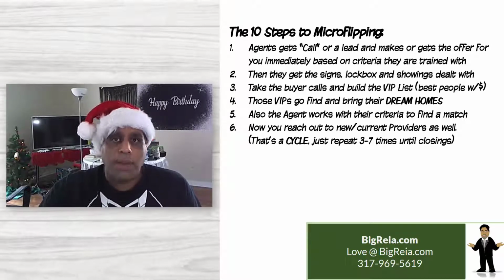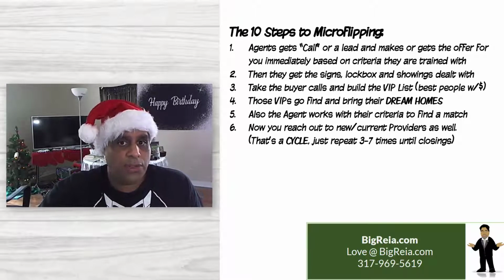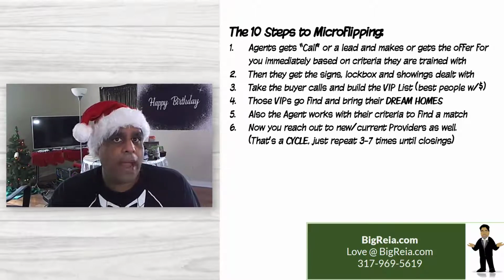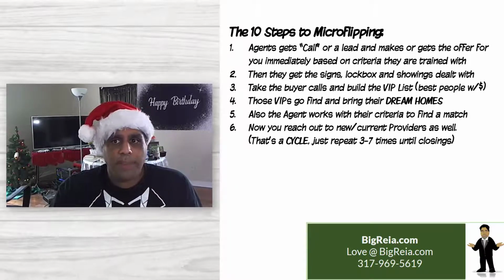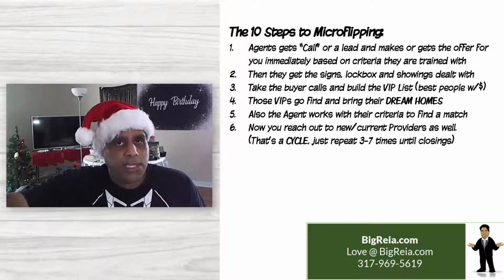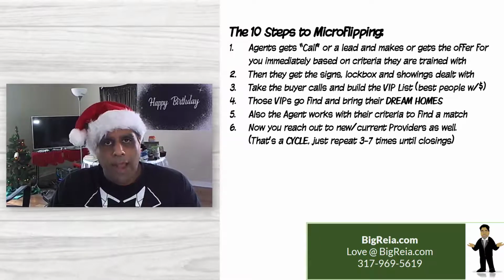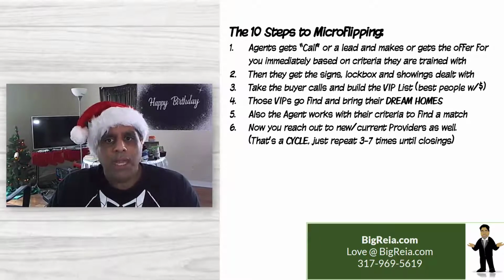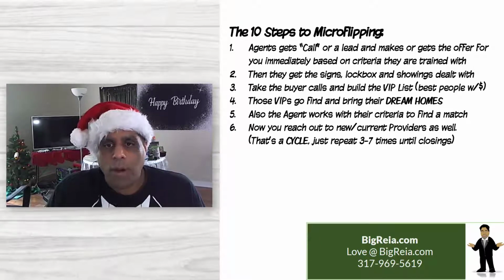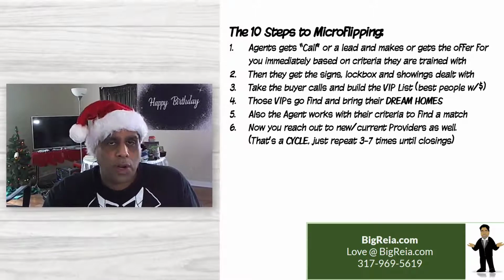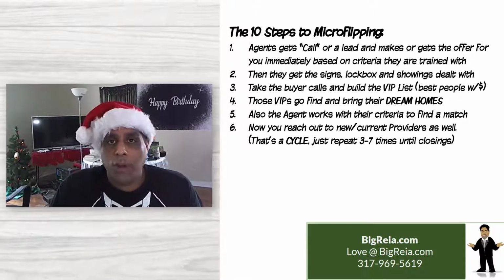Agent gets a call, they go out, they market the property, they get the signs, lockbox, they start the showings, they take the buyer's call, build the buyer's list of VIPs. Remember that triangulation? You're just getting more and better VIPs, and your agent's getting better and more trained as well. The buyers go out, they find their dream homes. The agent goes out and finds properties for them. And then also, you reach out to your current providers, you send them a quick text and email, I need a property like this, and you're also getting in touch with new providers.